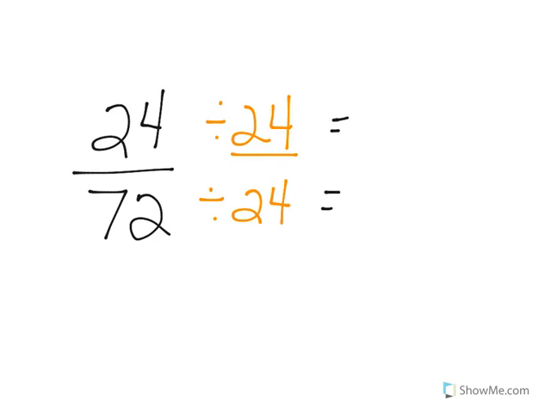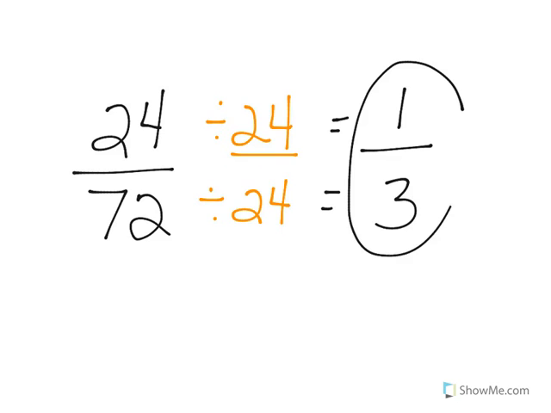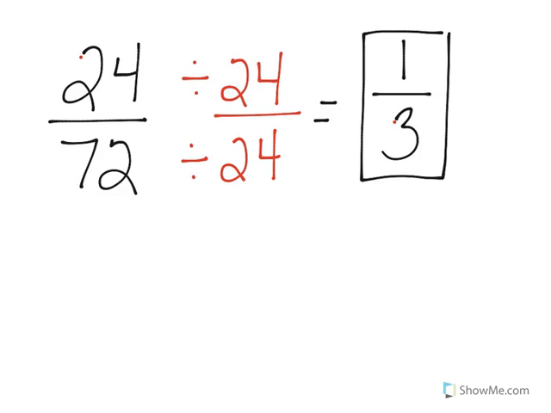Now I'm ready to divide. 24 divided by 24 is 1, and 72 divided by 24 is 3. So 24 over 72 is reduced to 1/3. That is as low as it can be reduced. And when I go back and compare it with reducing 24 over 72 by using the greatest common factor method, I see that I got the same thing.